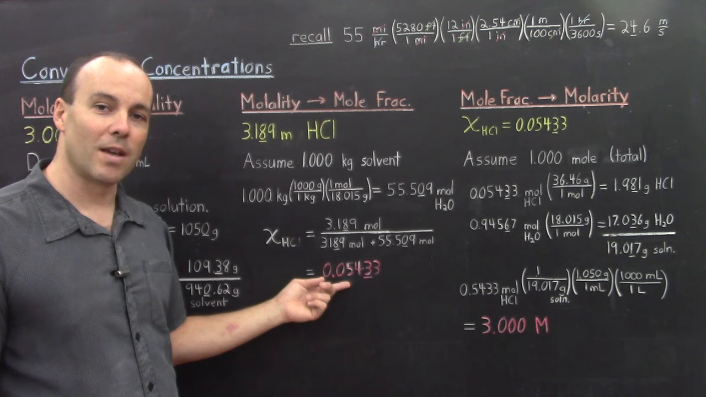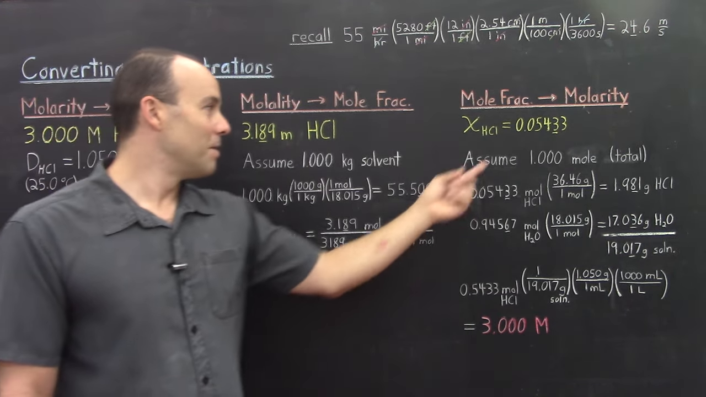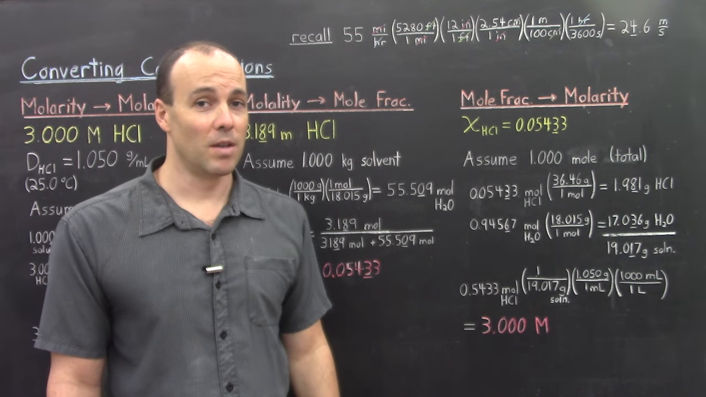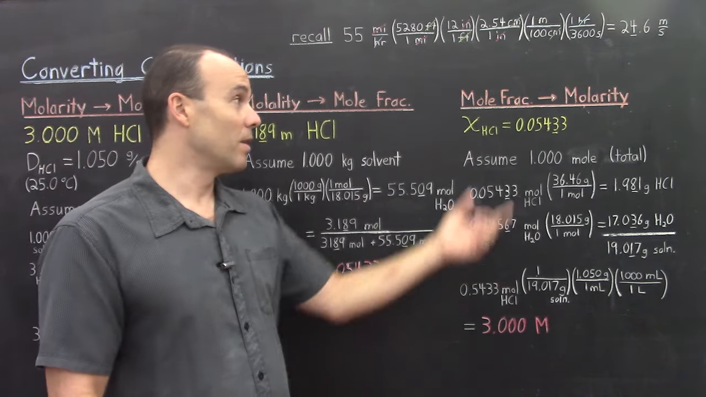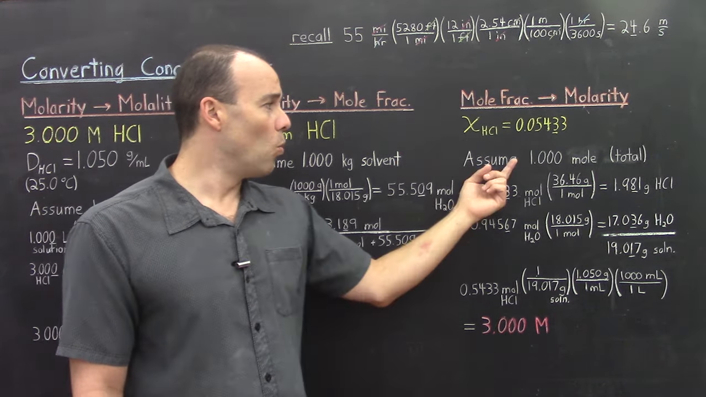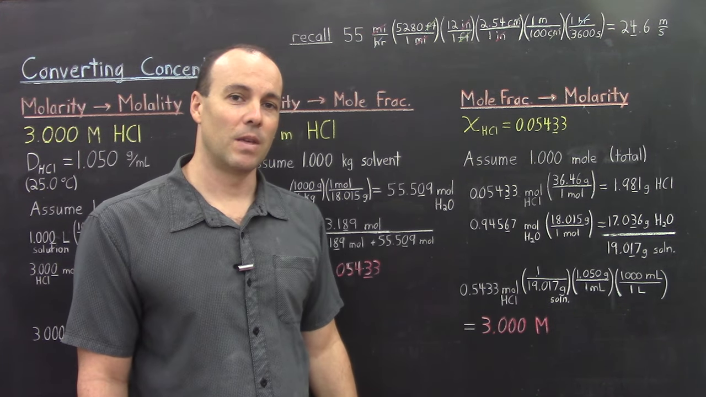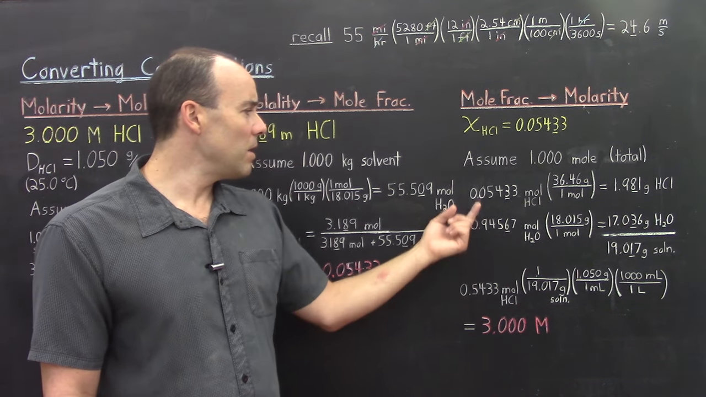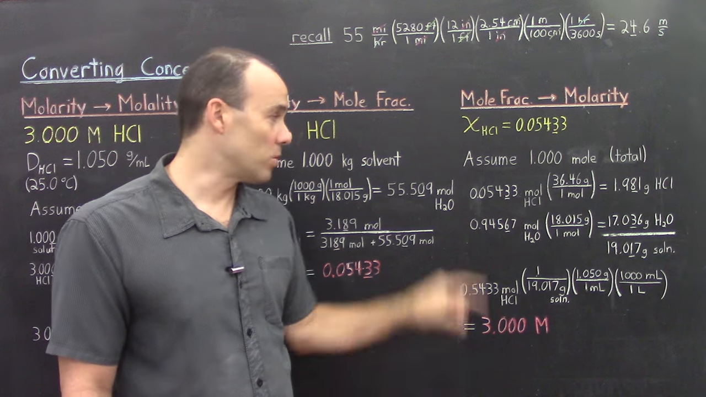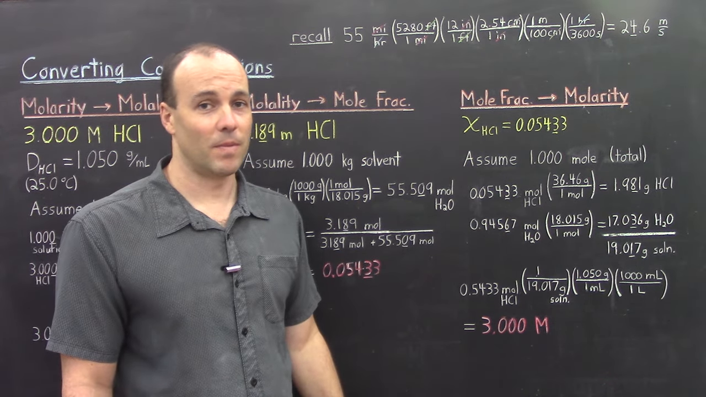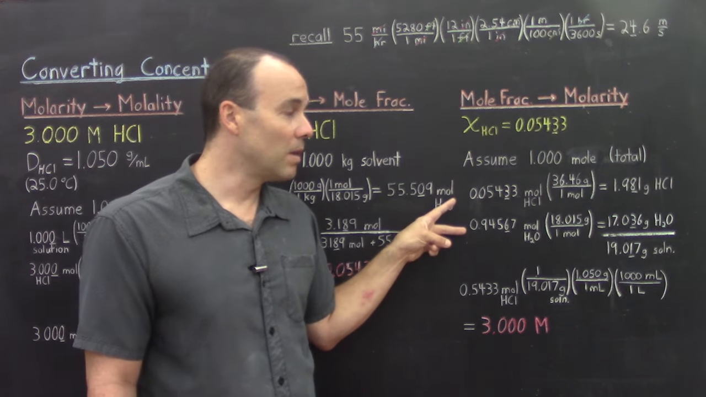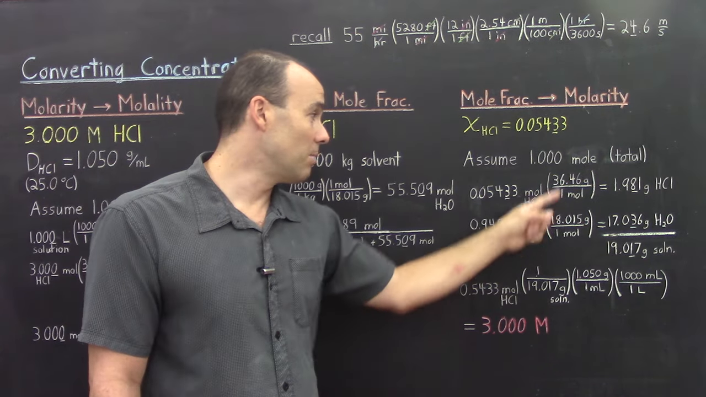Let's take our mole fraction of HCl and convert it back to molarity. Now again, we need to pick a convenient amount of solution, and the convenient amount is convenient for the starting unit. A convenient amount for mole fraction is just to assume 1 mole total in the solution. If you have 1 mole total in solution, that means you have 0.05433 moles of HCl, and the rest of the moles, which is 1 minus this number, is the moles of water. So we take our moles of HCl and moles of water, and we convert them to grams of HCl and grams of water using the molar masses.